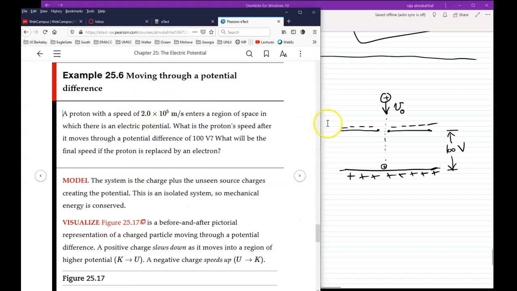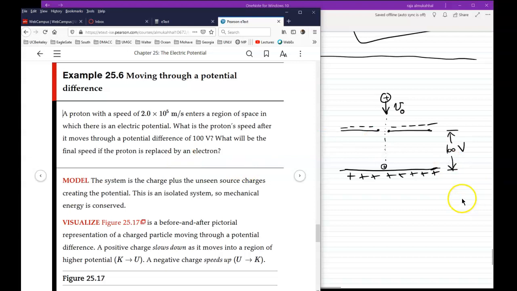He says a proton going with a speed of 200,000 meter per second, right there, enters a region of space right here between the plates in which there is an electric potential. All right, there is a voltage, 100. What's the proton's speed after it moves through the potential difference of 100? What will be its final speed if it was replaced by the electron? Got it? Okay. So how do we do it?